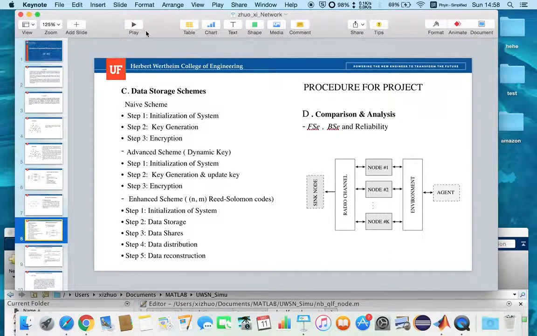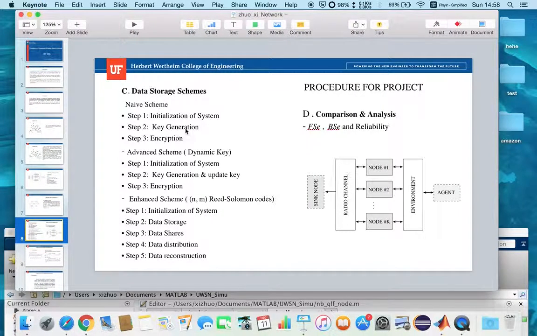Then I will use the three data storage schemes. As I said, the native scheme has three steps, the advanced scheme uses the dynamic key and has three steps, and the enhanced scheme uses RS code and has five steps. After I finish the three schemes, I will compare the FSE, BSE and the reliability of them. The whole scheme is just like this. The plot shows what I want to do in the code.